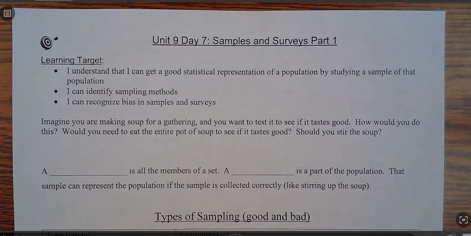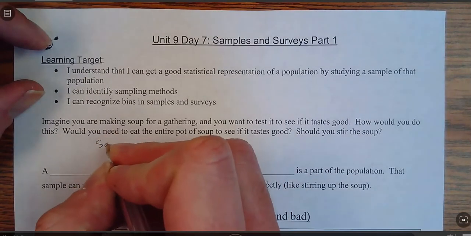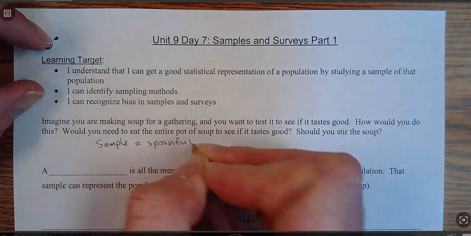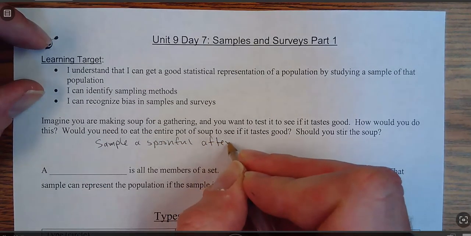Okay, so if you want to just check it out and see if it tastes good, would you need to eat the entire pot of soup to see if it tastes good? And do you think it's a good idea to stir it first? You know, say you're making the soup and it's on the stove, it's been cooking for a while. Do you skim the surface and take a bite of that, or should you stir it up real good and then take a little bite? So of course, you know that yes, you could sample a spoonful. So I would just take one. I would sample a spoonful after stirring.